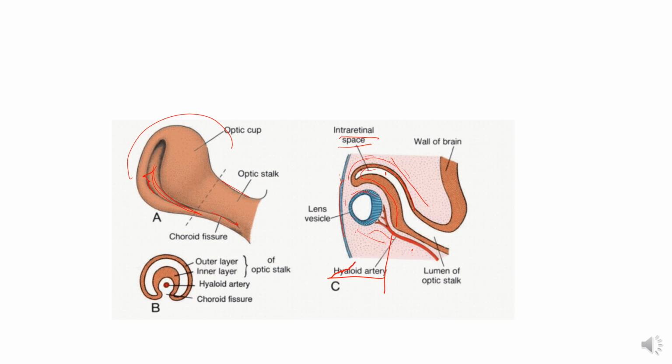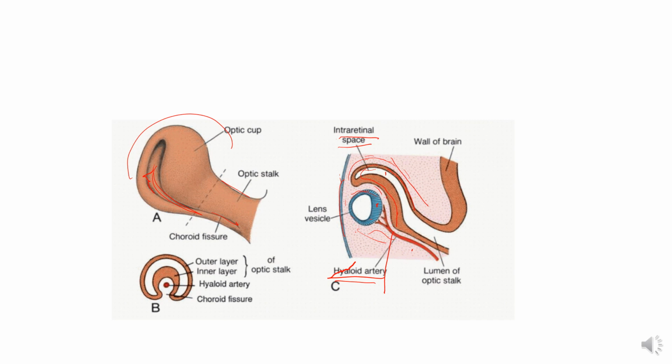The hyaloid artery, a branch of the ophthalmic artery, supplies the inner layer of the optic cup and the developing lens. Here you can see the inner layer and the developing lens. It is supplying the inner layer and the developing lens, and the mesenchyme within the optic cup. So this hyaloid artery is supplying three structures: the lens, the inner layer of the retina, and the mesenchyme present in between these two structures.